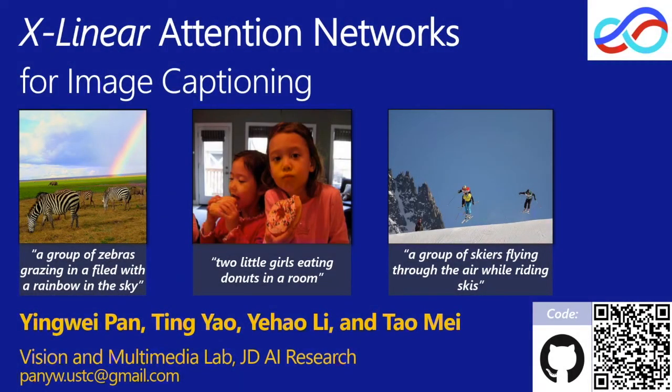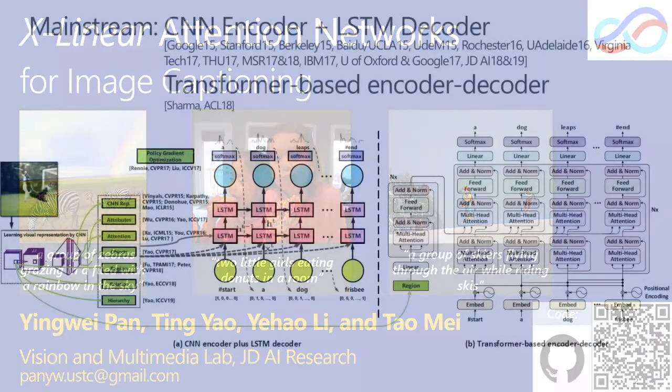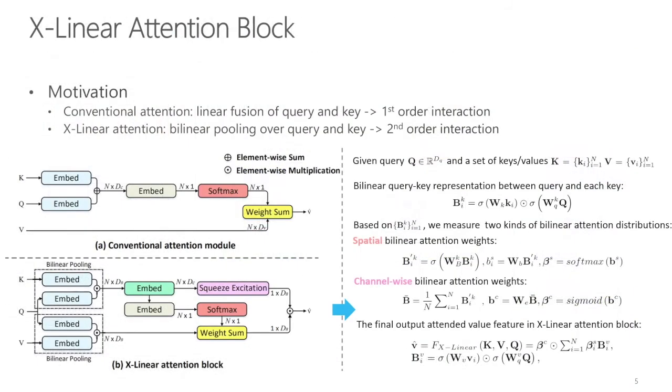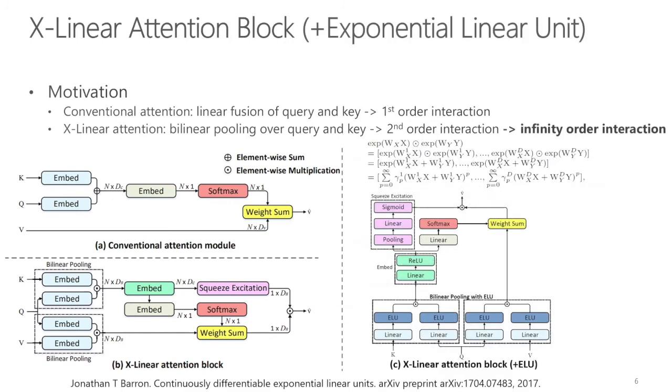It's my great pleasure to present our new work for image captioning that employs higher and even infinite order inter-modal and intra-modal interactions while designing a linear attention block. Compared to the conventional attention mechanisms in image captioning, which inherently employ only first-order feature interactions, our design of an X-linear attention block can fully employ bilinear pooling to measure both the spatial and channel-wise bilinear attention distribution to capture the second-order interactions among the inputs.